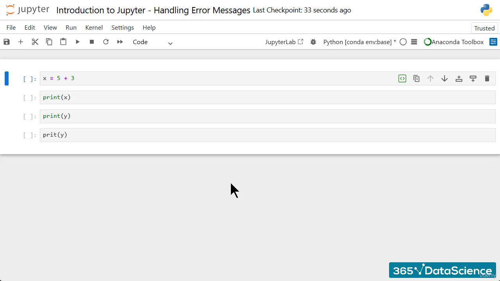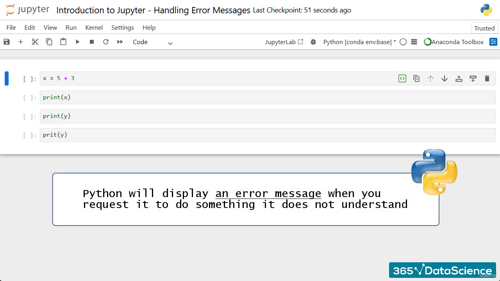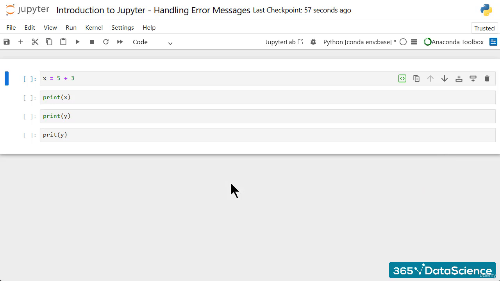Hi, and welcome back. When speaking a foreign language, or even our native language, we sometimes make mistakes. While coding, the situation is no different. What's great about programming is that you get notified about your mistake. Python, like any other programming language, will display an error message when you request it to do something it does not understand. Consider the following Jupyter Notebook document.